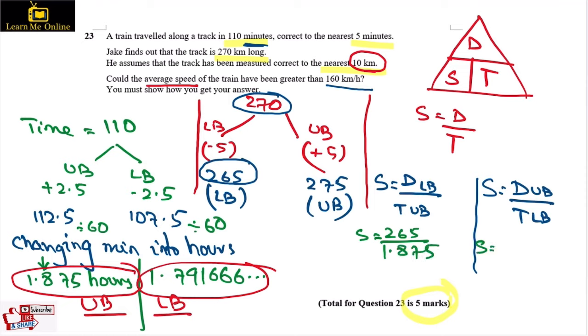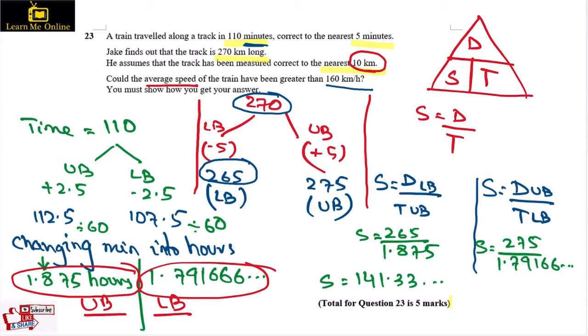But to find out the other distance, we take the upper bound of the distance, which is 275, and divide by the time of the lower bound, which is 1.791666, where 6 is a recurring number. The first number we get for the speed is 141.333, where 3 is a recurring number.